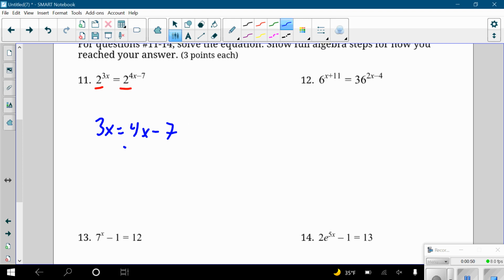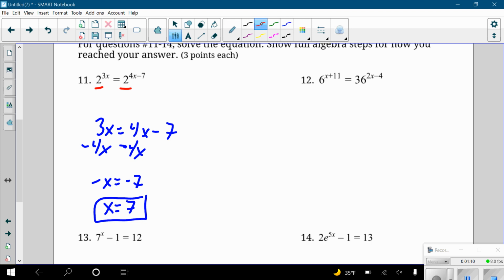Now we've got to solve this equation. I'm going to move the x's over to one side, and the numbers on the other side, divide both sides by -1. If negative x equals -7, x equals 7. That's my answer. Okay.